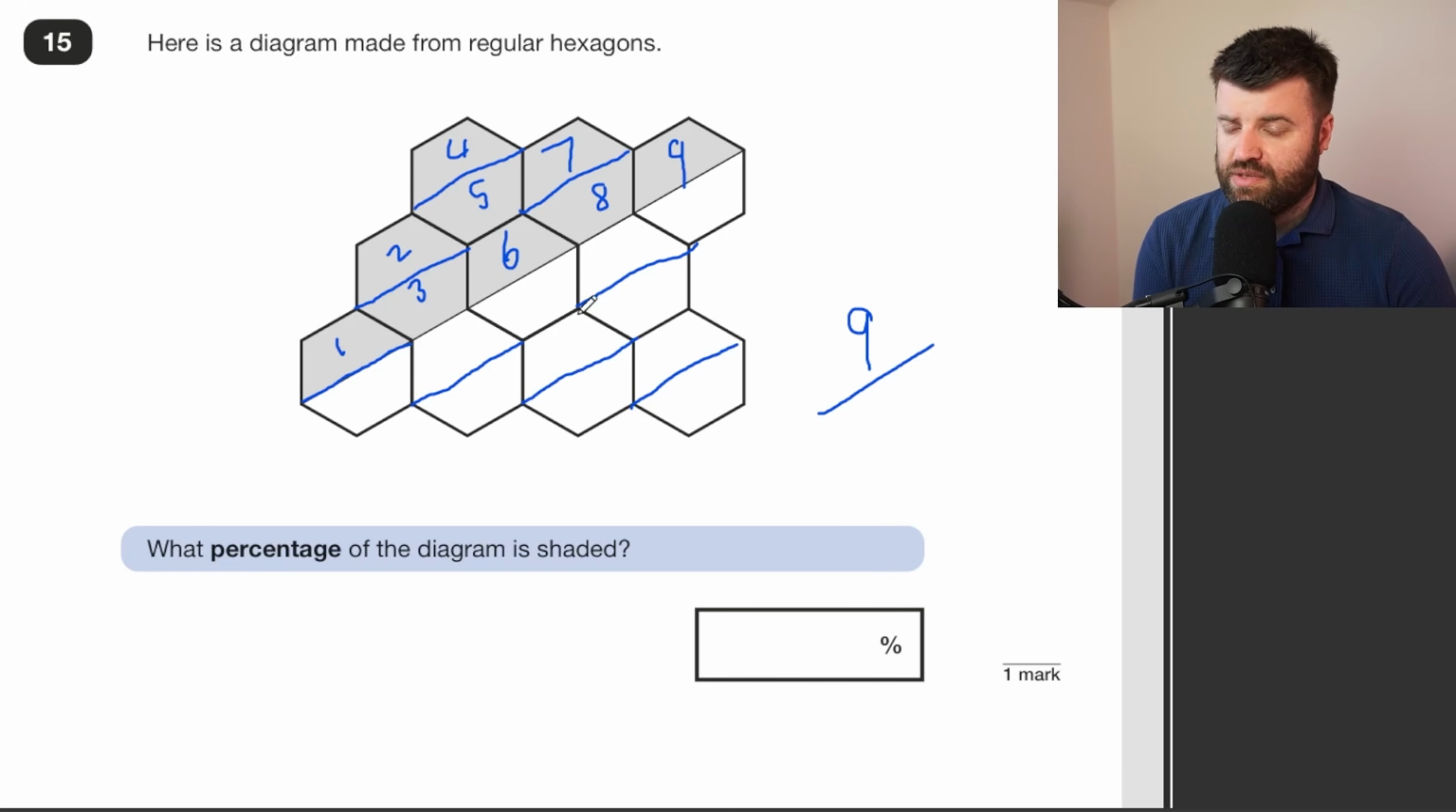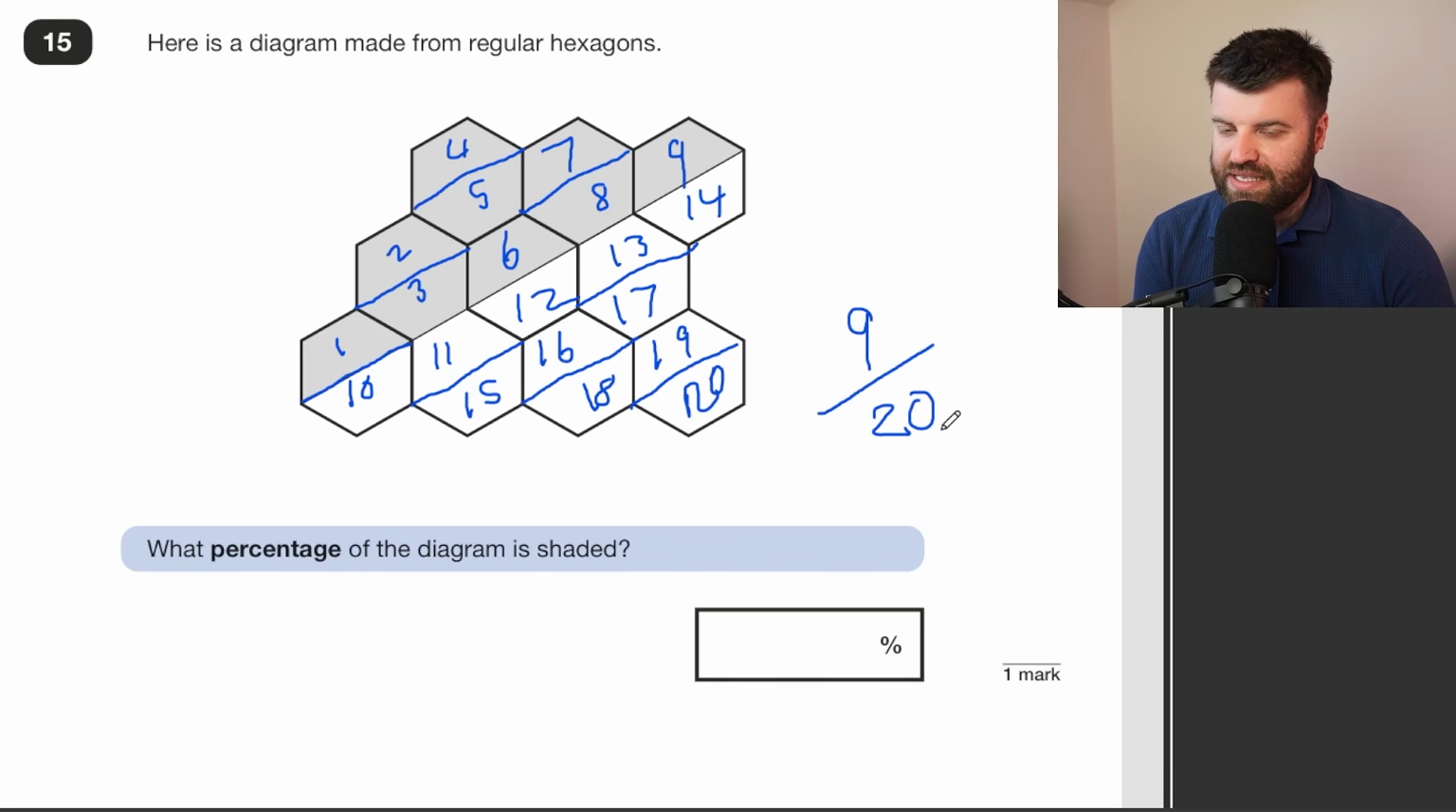How many half hexagons do we have in total? Let's just carry on counting. 10, 11, 12, 13, 14, 15, 16, 17, 18, 19, 20. So we have 9 out of 20 shaded because we've made that choice to make them half hexagons to make our life easier. Now we need to work this out as a percentage.